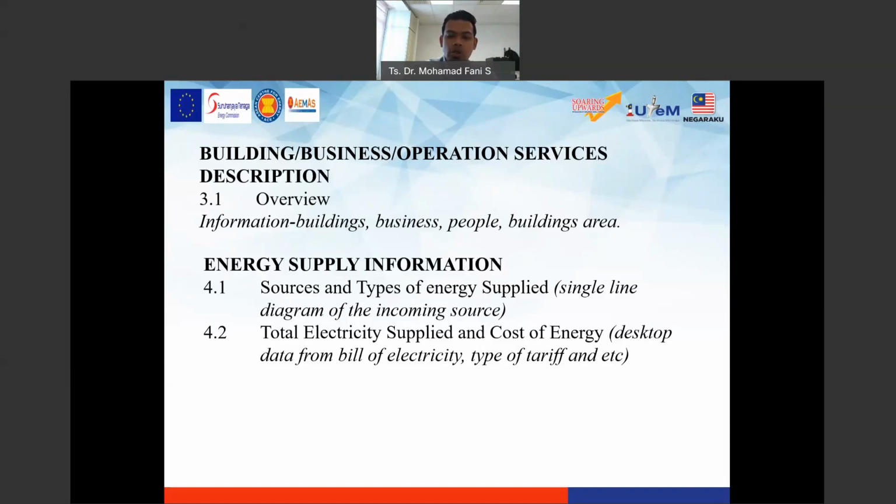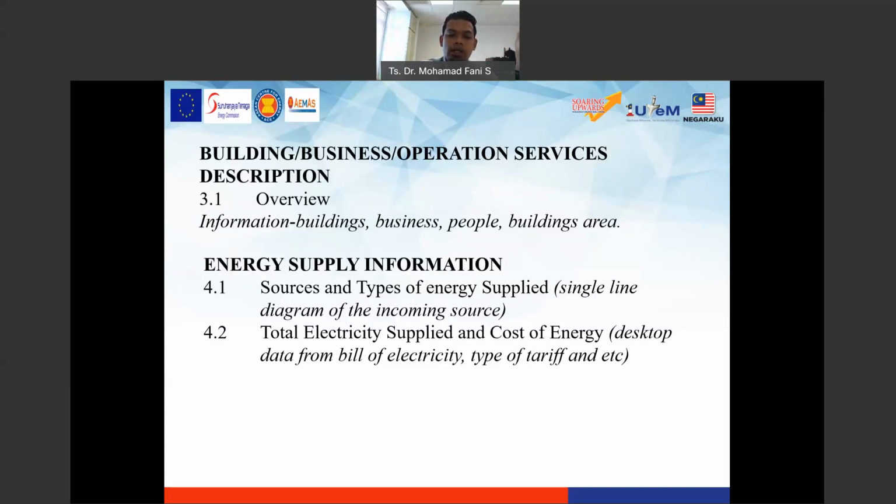Okay, so draw the incoming from the TNB to the building. Try to make it clear from the sources, for example from the TNB to the building, so that we can draw a simple single line diagram to describe the incoming of the electricity if it is only electricity.